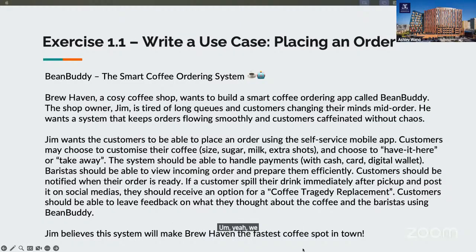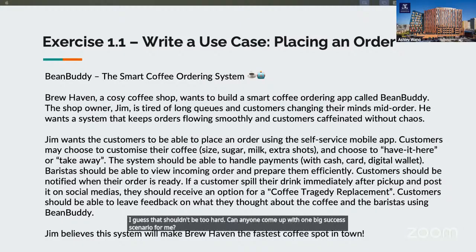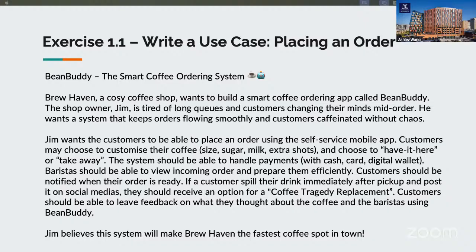We're asking you to write a use case with placing an order. I guess that shouldn't be too hard. Can anyone come up with one main success scenario for me? It shouldn't be very difficult, right? Placing an order. Any attempt? You could start from customers. So customer places an order and then chooses a payment option, either cash, card or digital wallet. Yeah, that would be one.